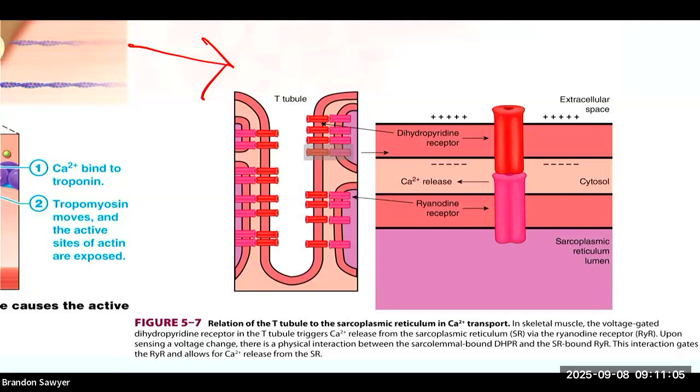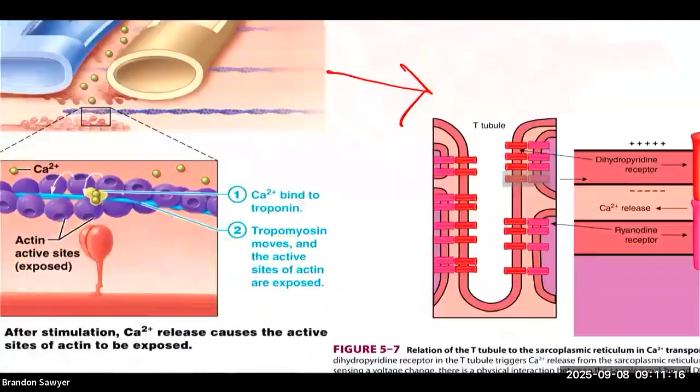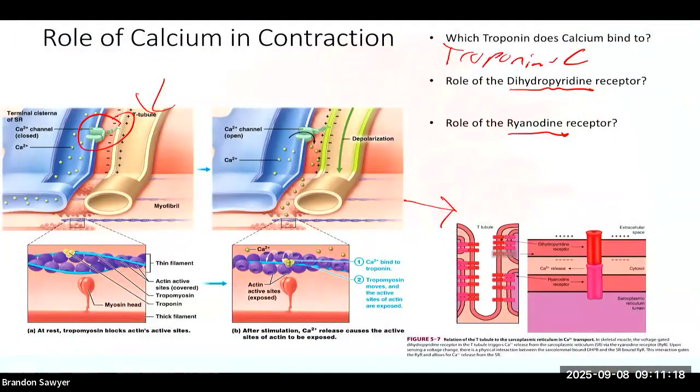So the voltage changes their shape, and they're directly connected to the ryanodine receptors, which when they change their shape, that changes the shape of the ryanodine receptors, and calcium influx can happen. Right, so that's really the key part there in understanding.